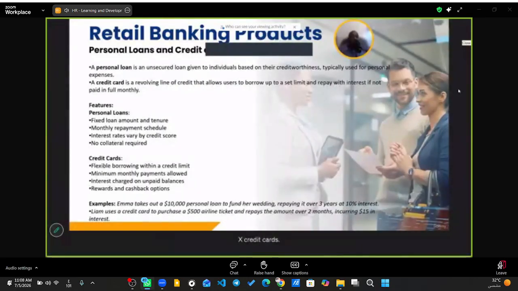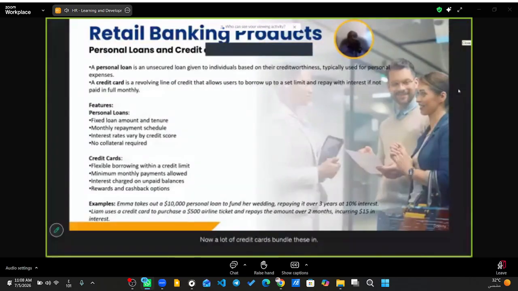Credit cards. These are flexible borrowing within a credit limit, so you can use the card as much as you want within a particular limit, which is usually the upper limit. Minimum monthly payments allowed, so usually, let's say you have a credit card that has a limit of $1,000, they can tell you the minimum monthly payments would be $30, and you need to pay that every month, and the rest they'll charge you interest on and roll forward to the following month, and so on and so on. Interest charged on unpaid balances, which we just discussed, and rewards and cashback options.